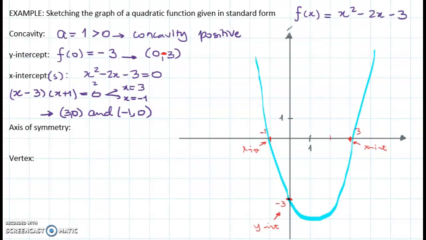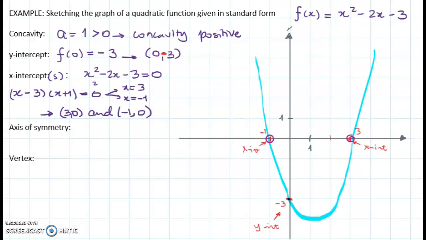Well, it has to be halfway between the x-intercepts. What I'm saying is when I look at the point on the x-axis at -1 and the point on the x-axis at 3, I know that when I fold the parabola, those points have to coincide. So I have to fold the parabola halfway between them.